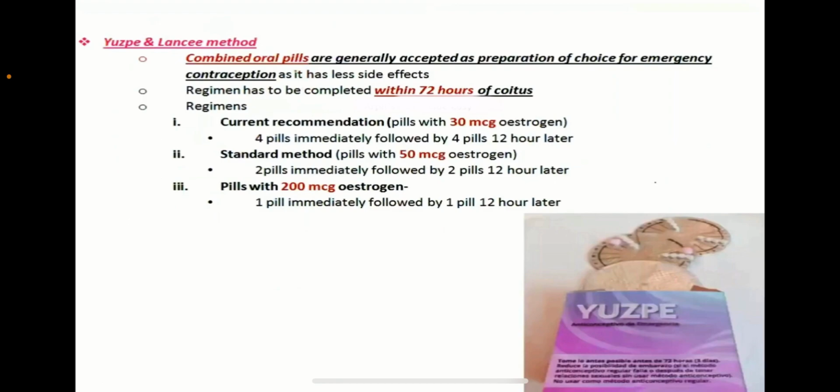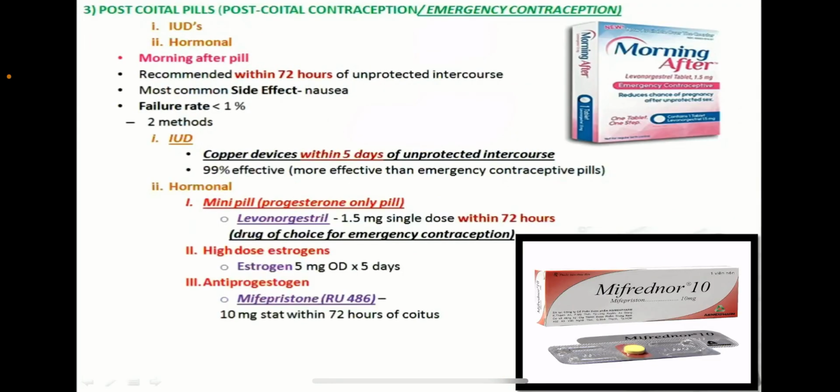The combined oral pills are accepted as a preparation of choice for emergency contraception, the Yuzpe and Lancy method, which is completed within 72 hours of coitus. The copper device should be inserted within 5 days of unprotected intercourse. So just within the 5 days.